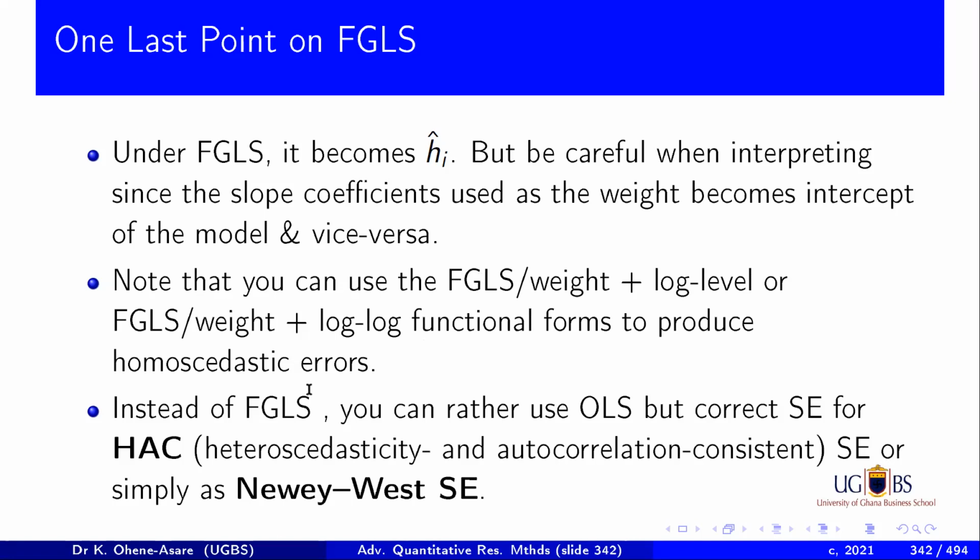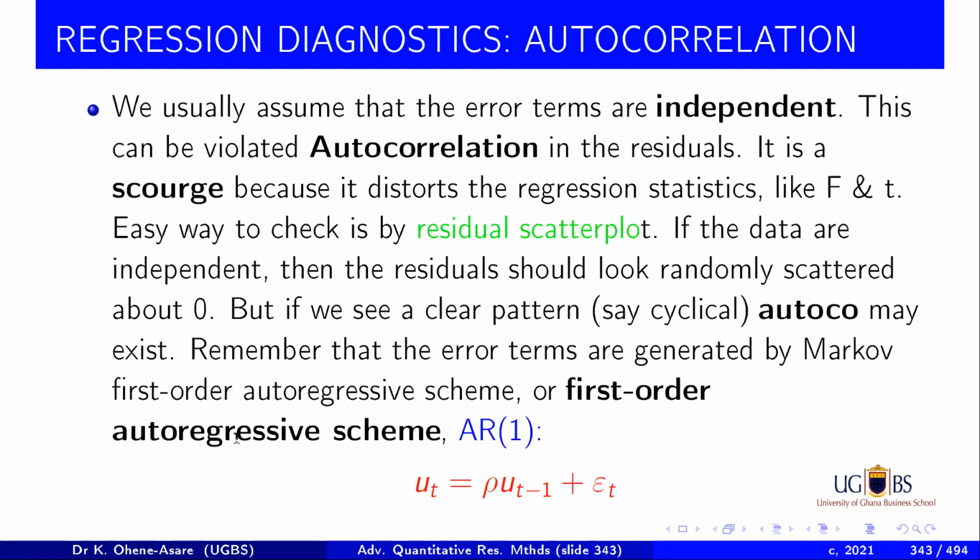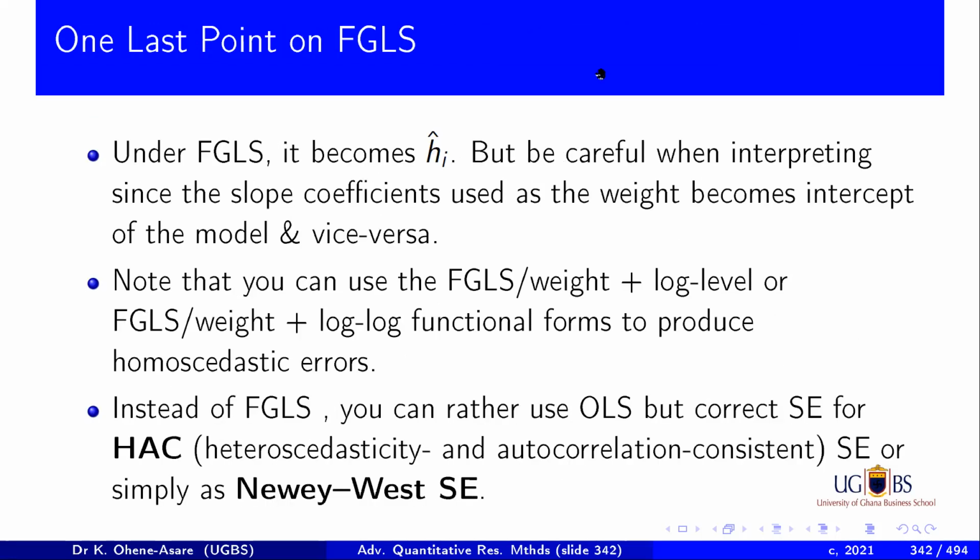Also note that we've said this before, many times: instead of the feasible GLS, you can still go ahead and use your OLS, which we did, and then correct the standard errors, which we did, using the heteroscedasticity and autocorrelation consistent standard errors, sometimes called the Newey-West standard errors. That will correct for the heteroscedasticity and the autocorrelation for you. But we said before that when the sample size is large, it becomes much more sensible.